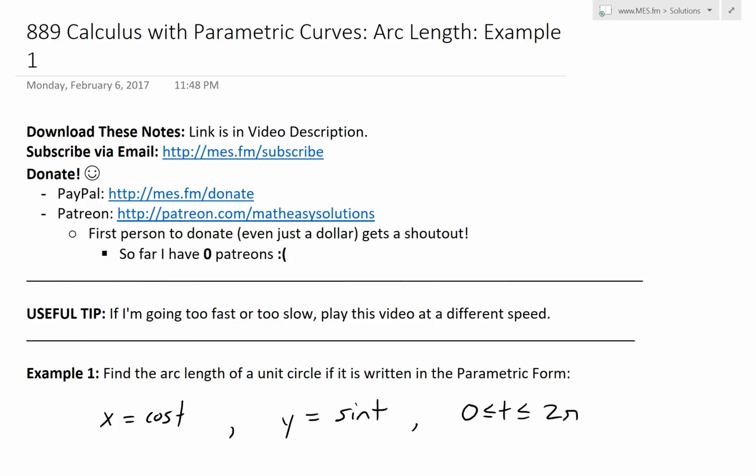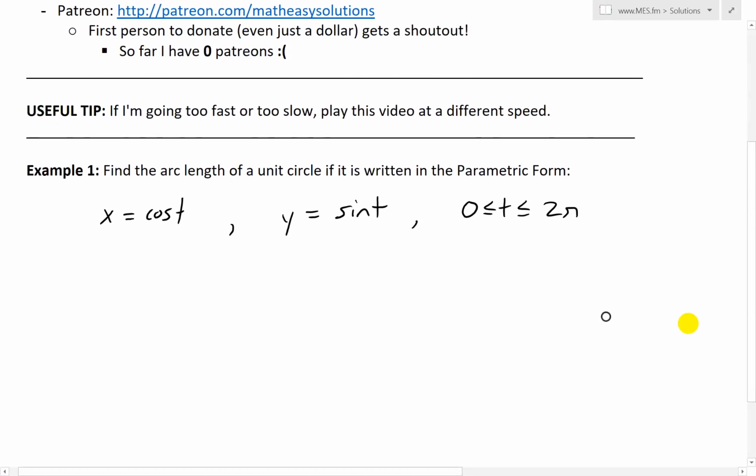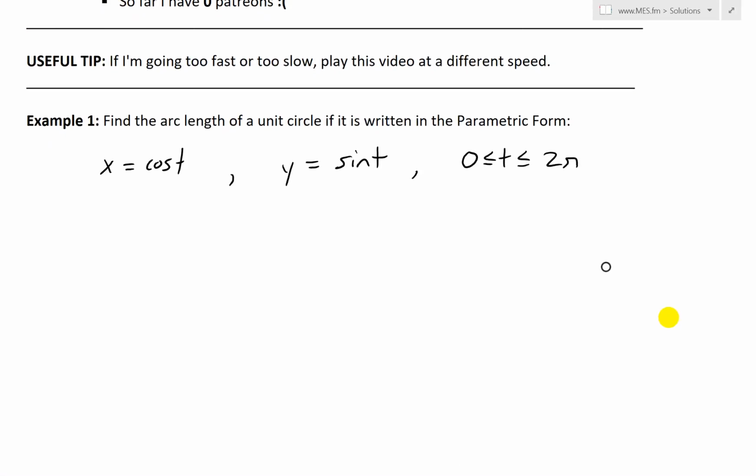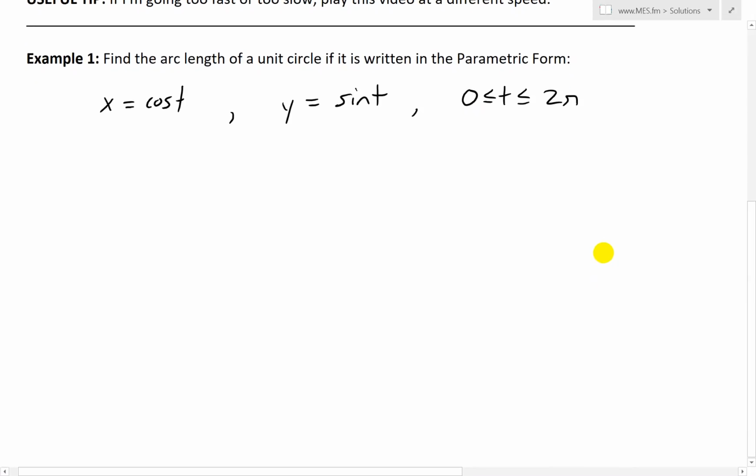To discuss further into calculus with parametric curves, let's now go over an example on arc length. So make sure to watch my earlier videos on arc length to get the formula for that. Let's go over this example, which states: find the arc length of a unit circle if it is written in the parametric form x equals cosine t, y equals sine t, where t is between 0 and 2 pi. I've already gone over how to draw this in parametric form in my earlier video, and I'll put the link in the description below.